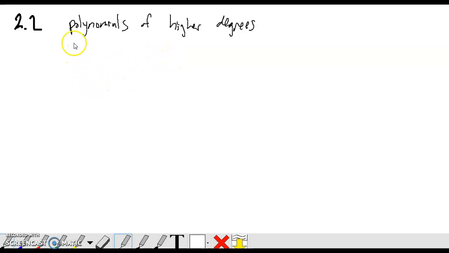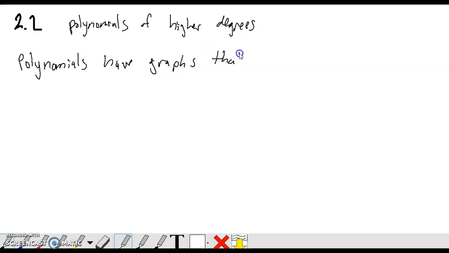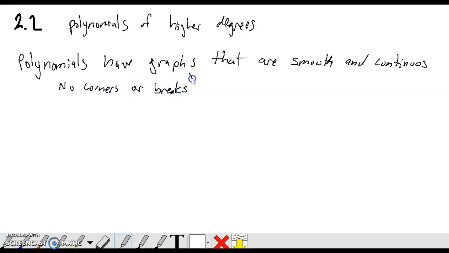Okay, things to know about polynomials. Poly, again, meaning many, so many terms. Polynomials have graphs that are smooth and continuous. As long as the graph is smooth and continuous, then we know it's a polynomial, which means there are no corners, so to speak, or breaks, so to speak.